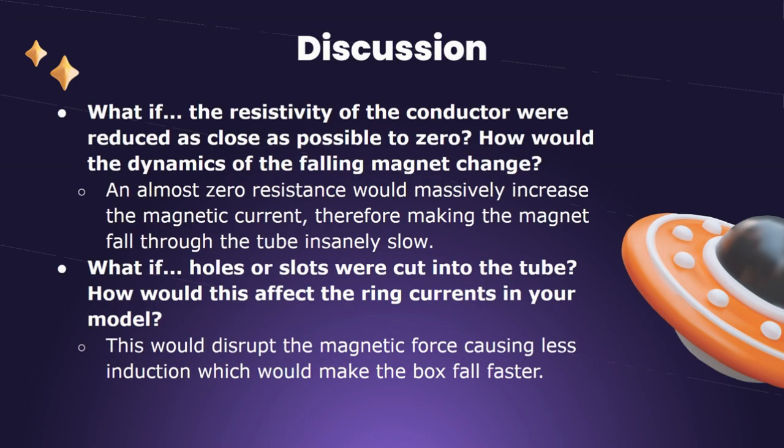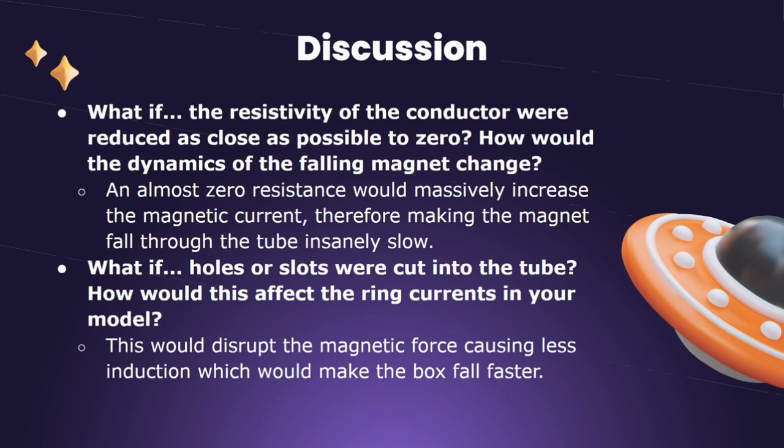Finally, for discussion: what if the resistivity of the conductor were reduced to as close to 0 as possible? How would it change the dynamics of the falling magnet? Almost zero resistance would massively increase the induced current, therefore making the magnet fall through the tube very slowly, because that current pushes back up on the magnet and increases the magnetic force.